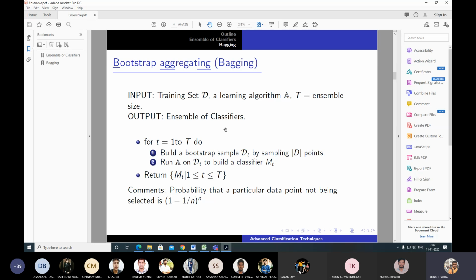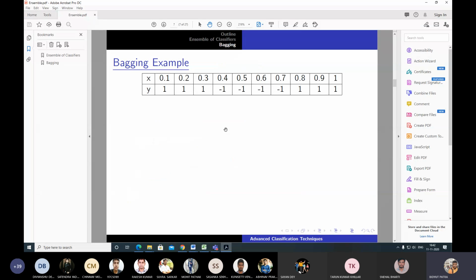Why is it called that? You are developing the training data set with replacement, and that technique is called bootstrap. That is why it is called bagging. What I want you to concentrate on is this part, then the rest will be automatically understood. Did you understand what I said?